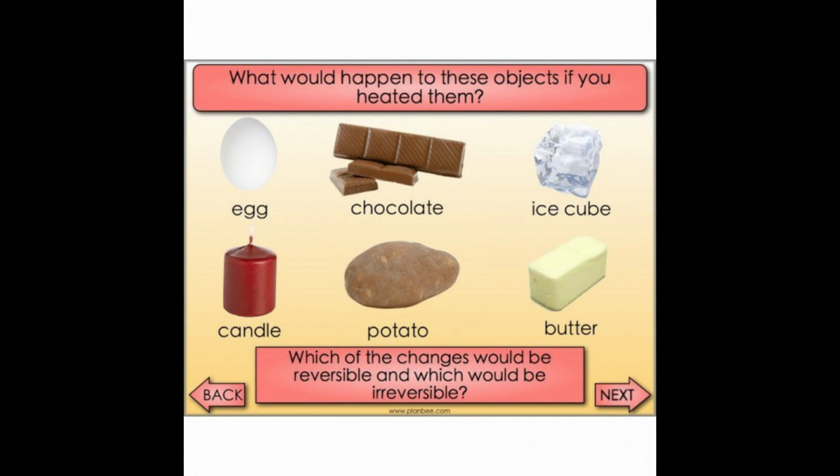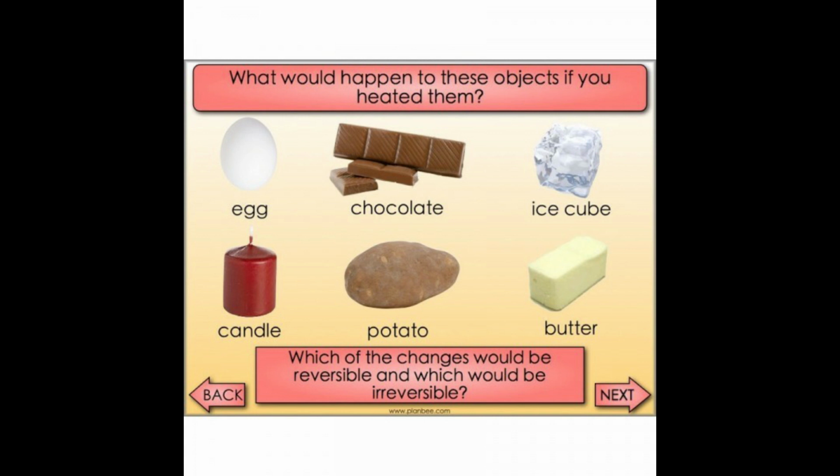Well, I'm going to go through this one with you, and the next poster I show you, you're going to have to figure it out yourself. So in this example, we have an egg. We've spoken about this before. Once you cook an egg, it's changed permanently. So that is a chemical change. It is irreversible. Chocolate, on the other hand, if you heat it up, it melts, but if you stick it in the fridge or cool it back down, it goes back to being solid chocolate.